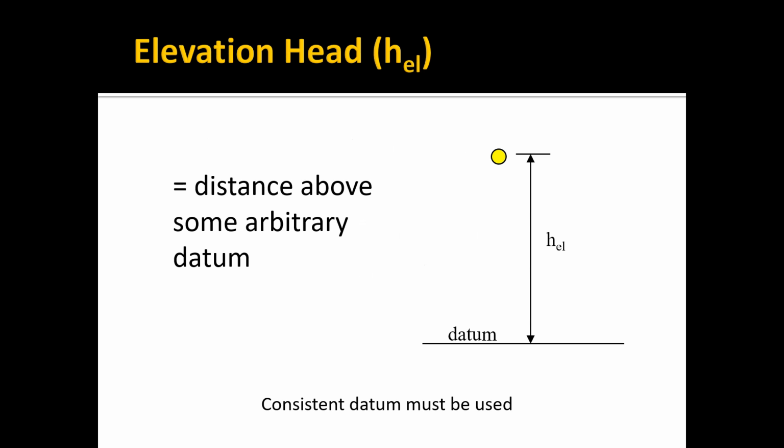So the elevation head is simply the distance to the point above some arbitrary datum. What do we mean by an arbitrary datum? Well, you just have to establish some uniform basis or datum for measuring that elevation. The most common datum we use is sea level. So we just take the elevation of a point above sea level, and that works.